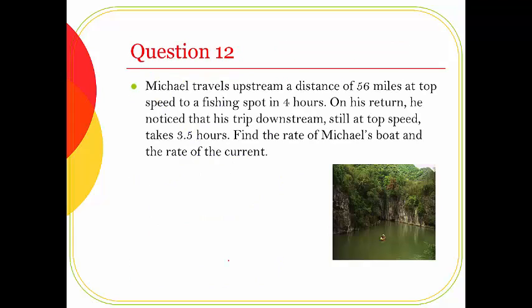Last but not the least, Michael travels upstream a distance of 56 miles at top speed to a fishing spot in 4 hours. On his return, he noticed that his trip downstream, still at top speed, takes 3.5 hours. Find the rate of Michael's boat and the rate of the current. Of course, this makes sense.